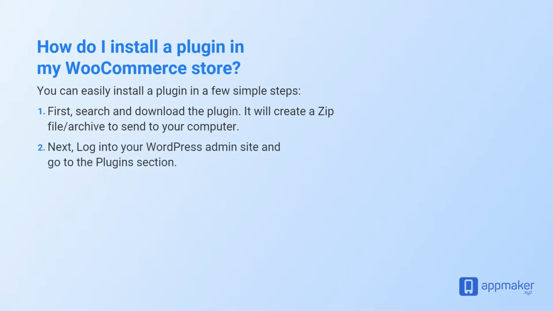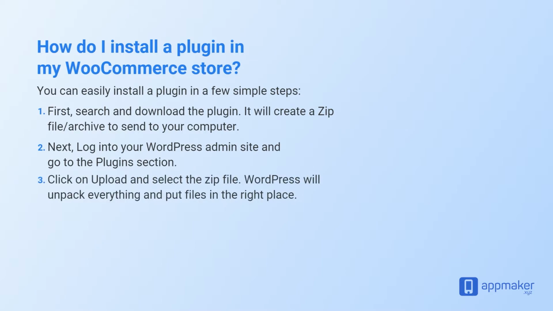2. Next, log into your WordPress admin site and go to the plugin section. 3. Click on Upload and select the zip file. WordPress will unpack everything and put files in the right place. 4. Activate the plugin.